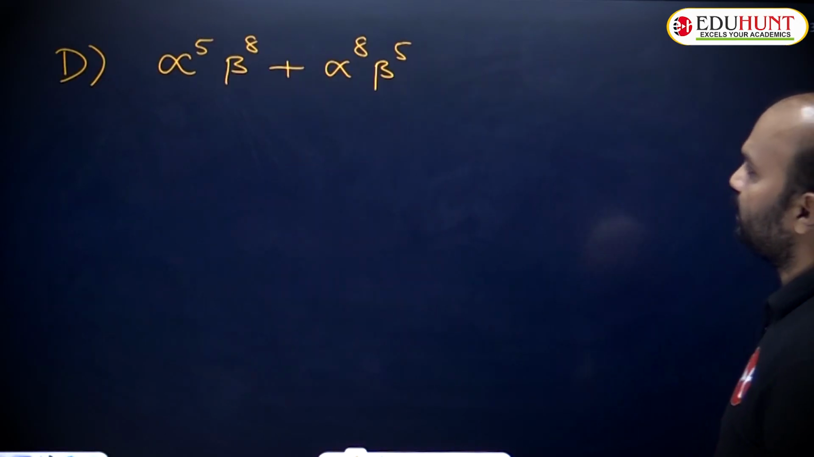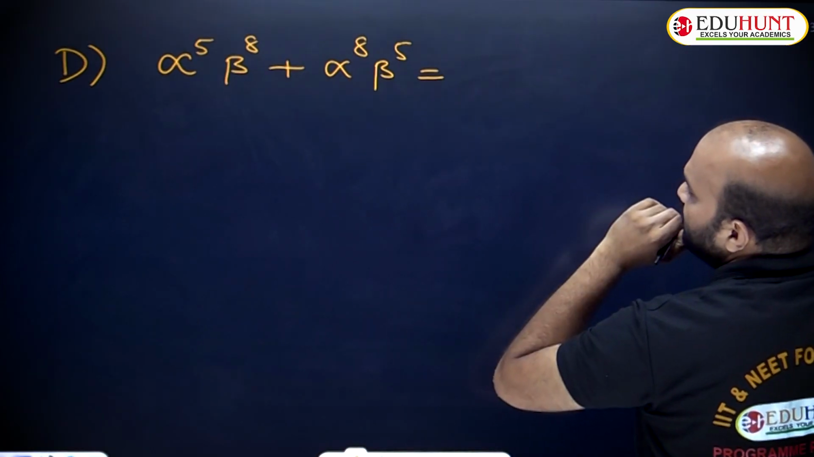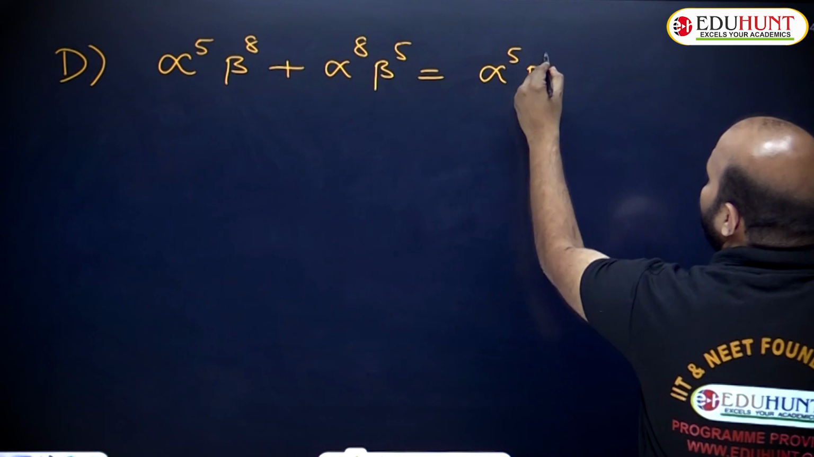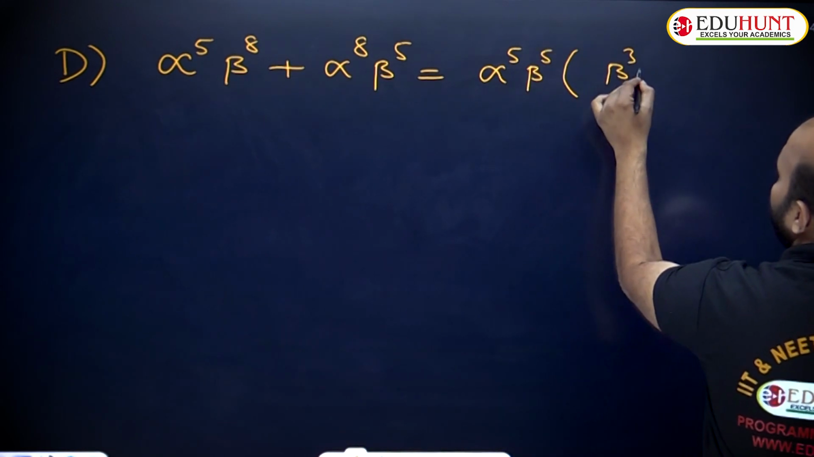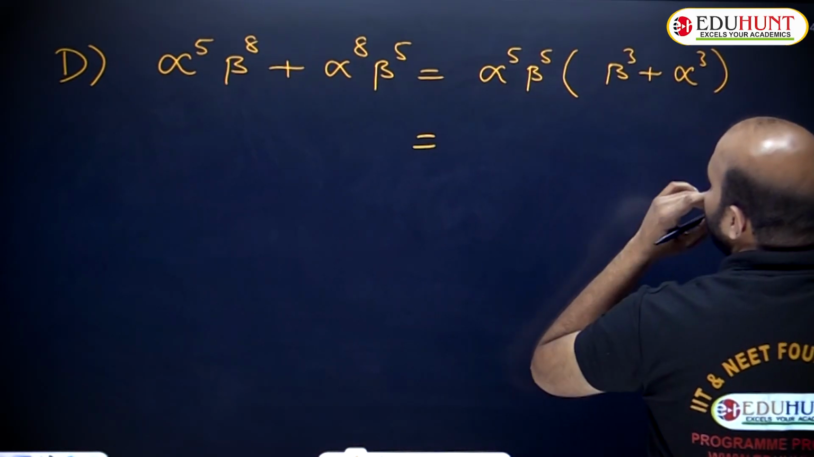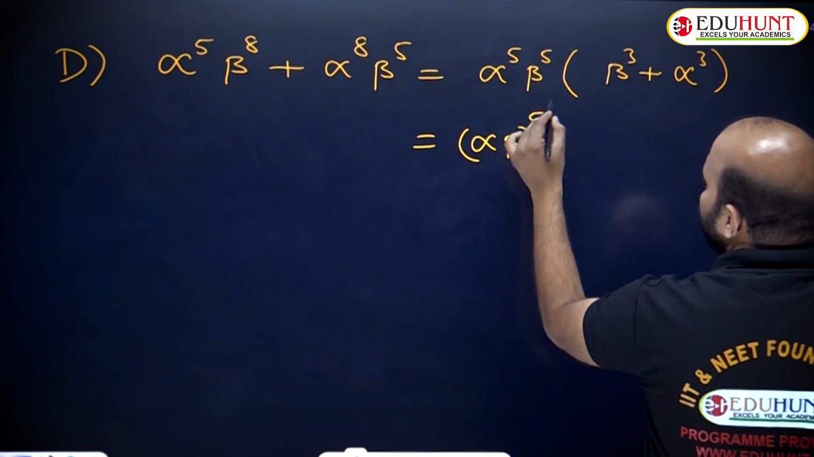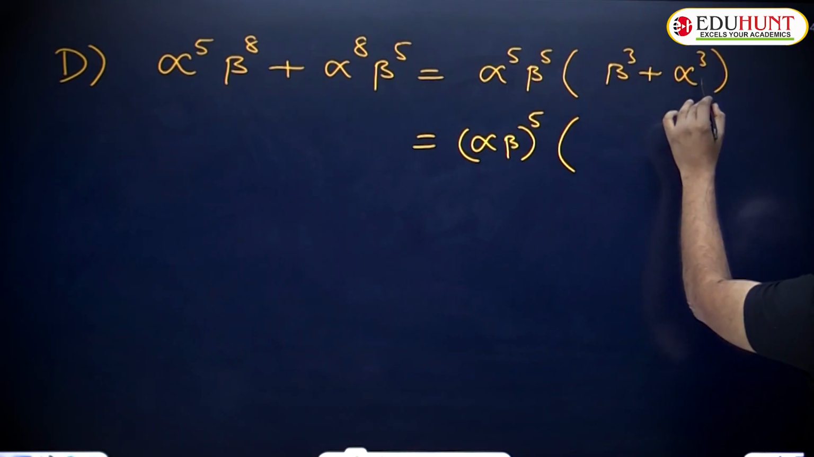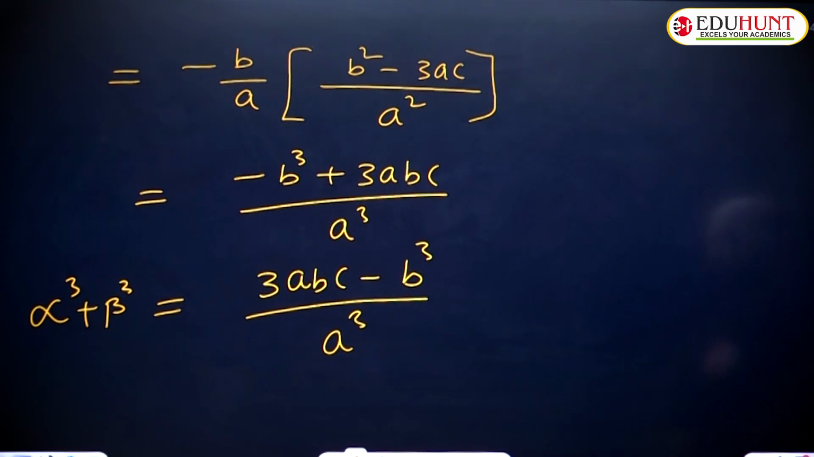Yes, it can be written first. So, which one is taken as common? In that left side and right side, alpha power 5, beta power 5 as common, it can be written beta power 3 plus alpha power 3. Am I clear? So, it can be written alpha beta whole power 5 into, this is an extension of a cube plus b cube. So, already got alpha cube plus beta cube value, what am I getting here? 3abc minus b cube by a cube.